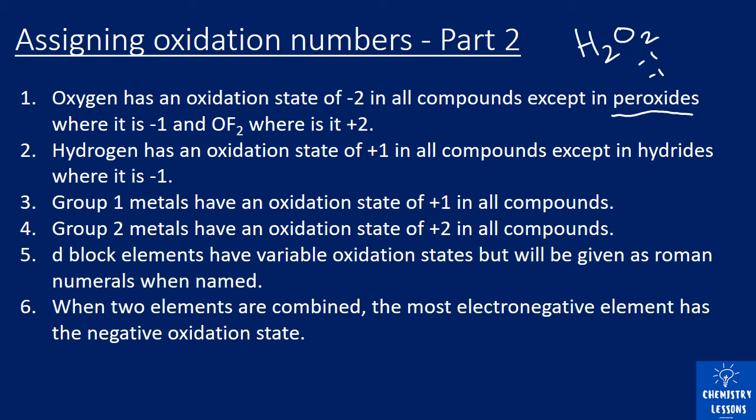And finally then, if you've got two elements that are combined, this is the rule: the one that's the most electronegative will be the one that takes the electrons. That should make sense. Electronegativity being the ability the atom has to pull electrons. So the more electronegative is the one that will gain the electrons and it will get a negative oxidation state. The other element will give up its electrons and become positive.